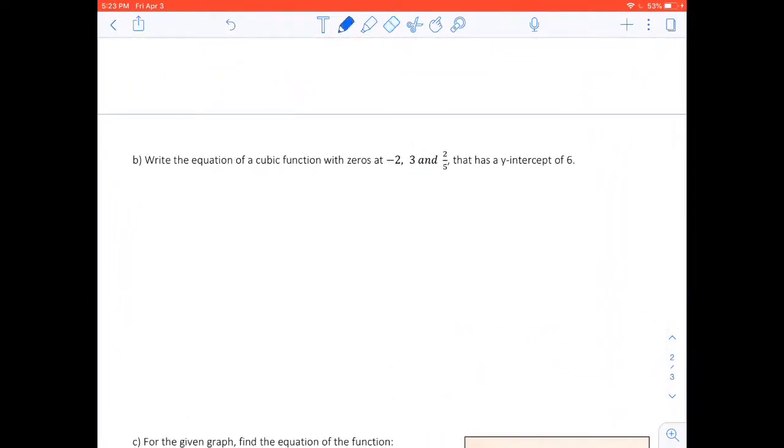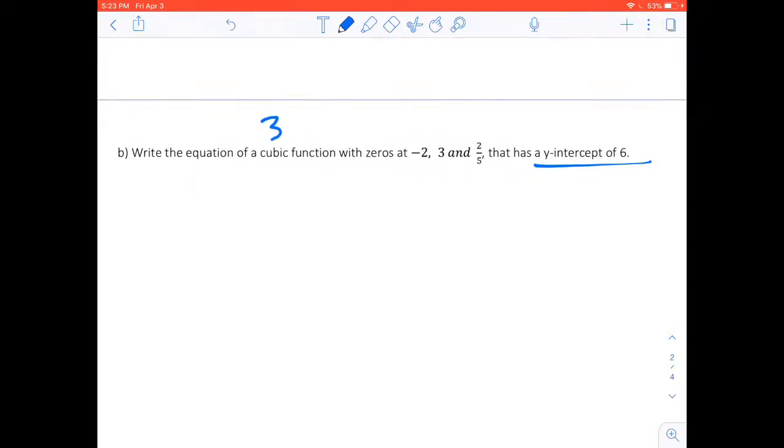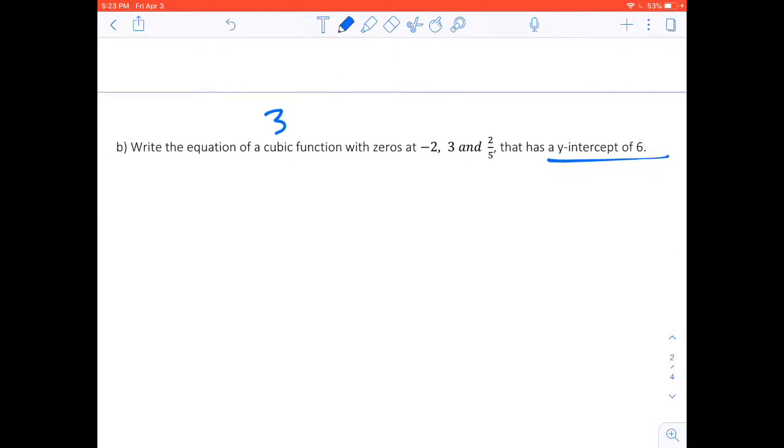So this one here says, write the equation of a cubic function. So that means it has a degree of 3. That has zeros or x-intercepts at -2, 3, and 2 over 5. And it has a y-intercept of 6. So that's going to be some important information for us. Very similar to what we did back with quadratics in grade 10. Well, if they have x-intercepts at -2, 3, and 2 over 5, I know that I can write the equation as being x plus 2, x minus 3, and 5x minus 2, or you can have x minus 2 over 5.